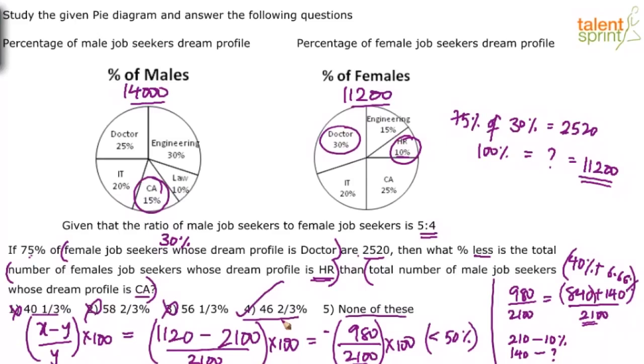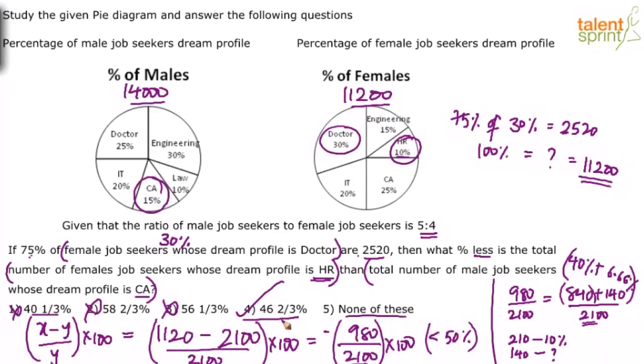Right? So option 4, 46 2/3%, is the final answer. Again, the question is not complex because there are complex calculations. The question is complex because there are a number of calculations, right? Each calculation is simple. I mean, there are too many calculations here, right?